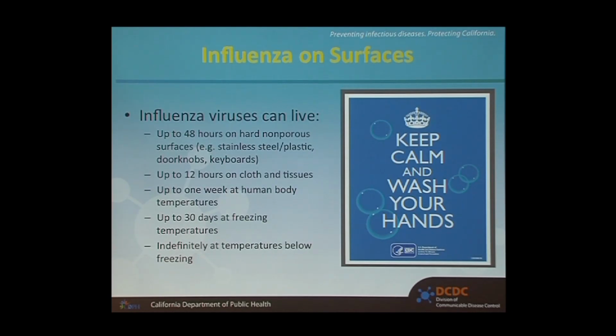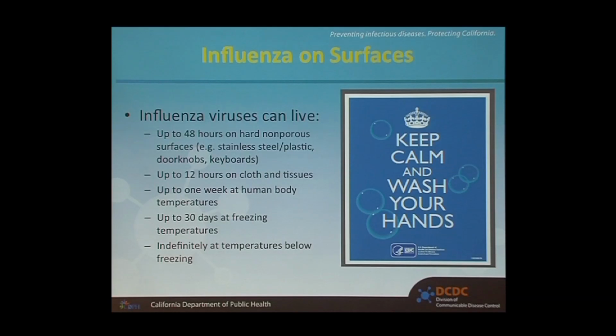Influenza can live up to 48 hours on hard, non-porous surfaces. We don't know for sure, but it's likely there's a lot of spread from doorknobs, shared keyboards, the panel that you push on the way into the bathroom, and banisters, lots of different metal surfaces that can harbor a lot of different viruses, including influenza. It can survive up to 12 hours on your clothing or on a tissue like a Kleenex, up to 1 week in the body, and the lower the temperature and the lower the humidity, the hardier the virus is, okay?